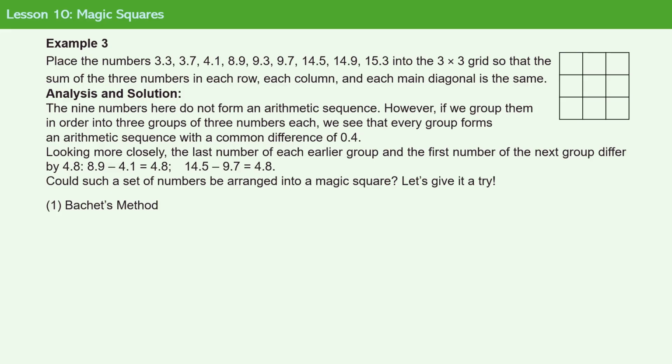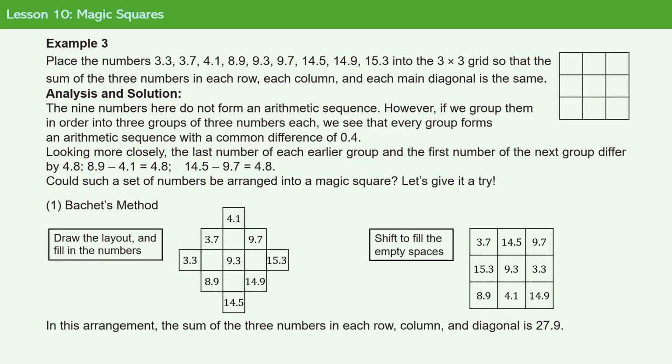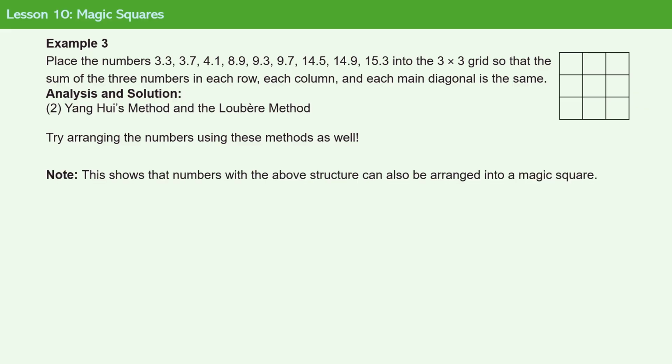Let us give it a try. Here we will display Bachet's method. Draw the layout, and fill in the numbers. Shift to fill the empty spaces. In this arrangement, the sum of the 3 numbers in each row, column, and diagonal is 27.9. Please try arranging the numbers using the Yang Hui method and the Lowbury method as well. This shows that numbers with the above structure can also be arranged into a magic square.